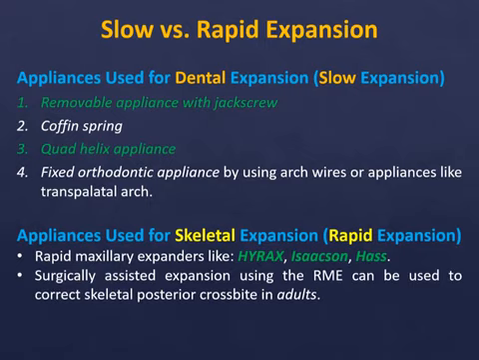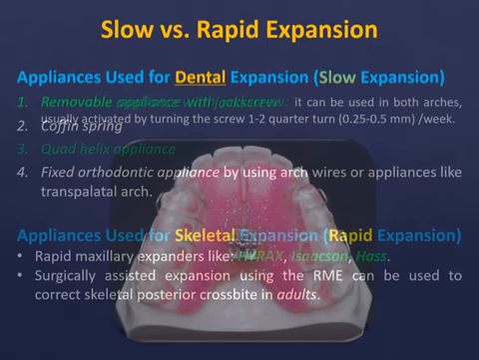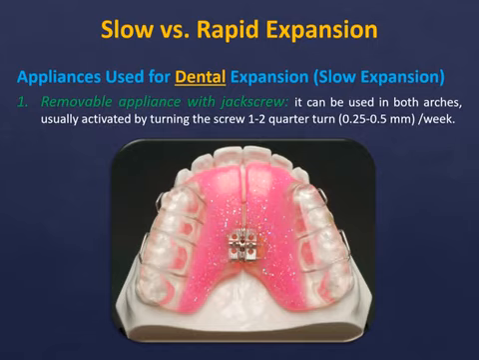So these are slow expanders and rapid expanders. Slow expanders are used for dental expansion, and rapid expanders are usually used for skeletal expansion. Appliances used for dental expansion or slow expansion: the first appliance is the removable appliance with jack screw. It can be used in both arches and is usually activated by turning the screw one or two quarter turns, which gives us 0.25 to 0.5 mm per week.